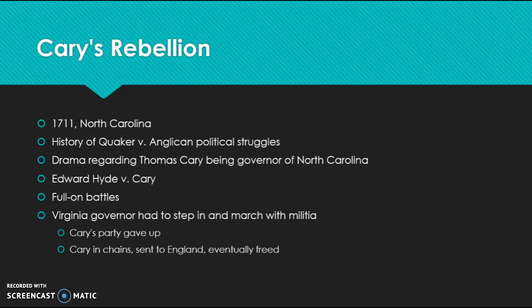But in 1711, England had finally sent over the replacement for Carey. They had given permission to remove him, and they were going to send someone over. So this guy came over, Edward Hyde, to take over as governor. And when Carey saw that Edward Hyde was anti-Quaker, so he was more aligned with the Anglican views, Carey refused to give up the governorship, and he kept himself in office.